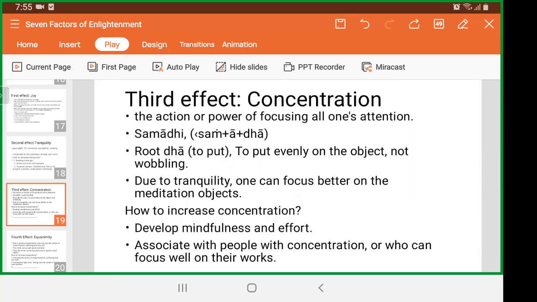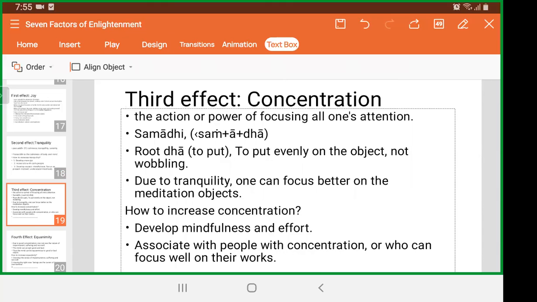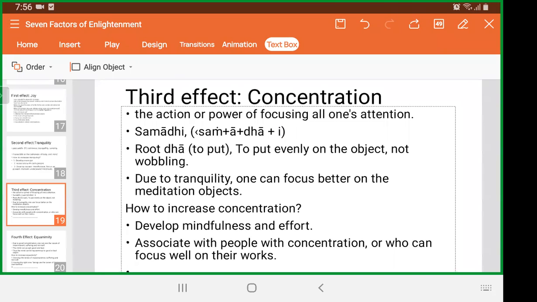The Pali is sam plus a plus da, and then you put the suffix i. Okay, the root is da. To put evenly on the object, not wobbling, right? So this means that you focus on the object. So due to tranquility, the earlier factor, now when you get concentration, you can focus better on the meditation object.